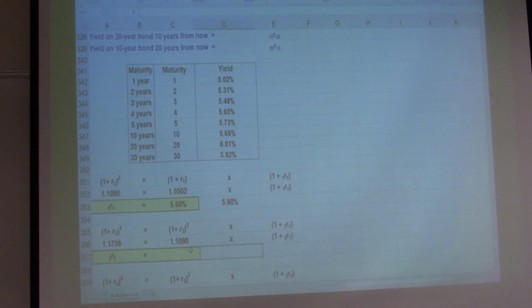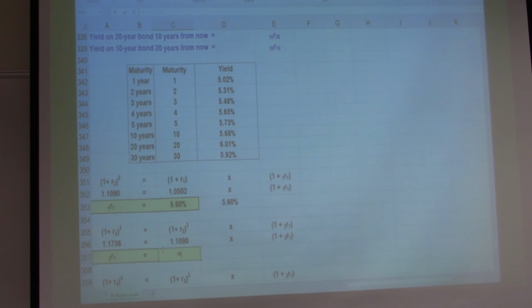Or mathematically, it should be 1 plus 5.48%, 3 times, should equal 1 plus 5.31%, 2 times, 1 plus x. You can work out this math. You get the same answer. So for this one, let's just start from the beginning.